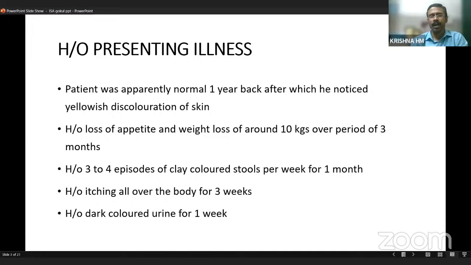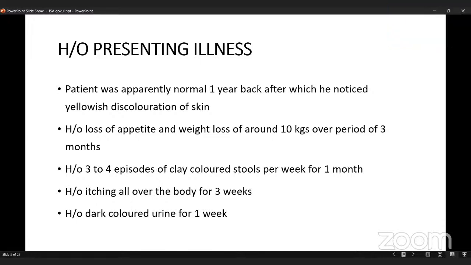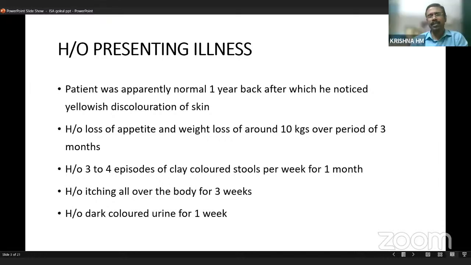Okay. And then what are the other sites that you look at? Sir, skin and periphery, sir. Palms, soles, if the bilirubin levels are high. Okay. Now, you said that the features that you elicited from the history are suggestive of obstructive jaundice. What are the other types of jaundice that you know about?